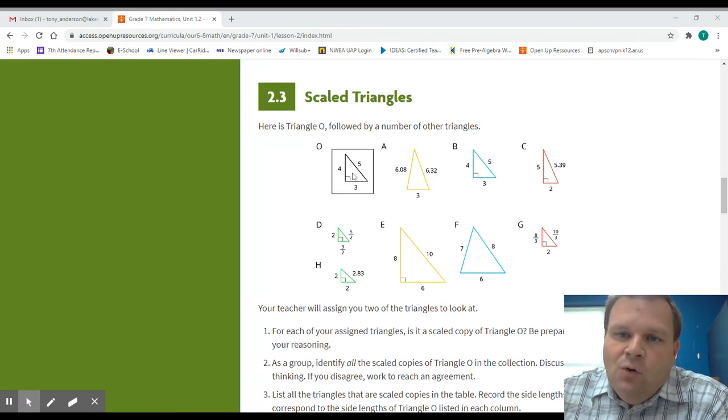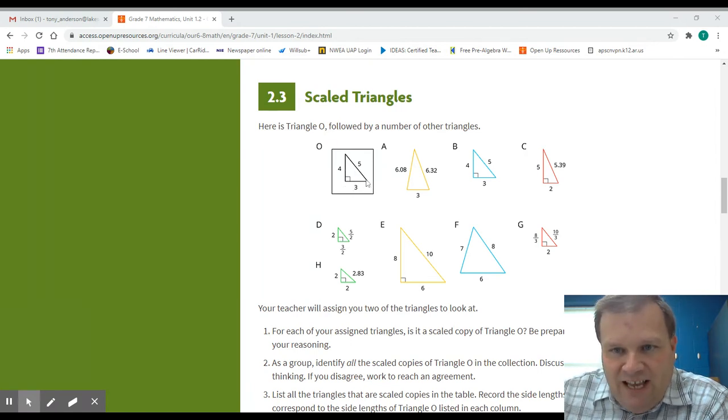Well, we talked about in previous sections that they have to grow by the same rate. That means we have to multiply each side by the exact same number. So let's just look at an easy one. E would be a scaled copy. And we know that because the angles are all going to be the same.